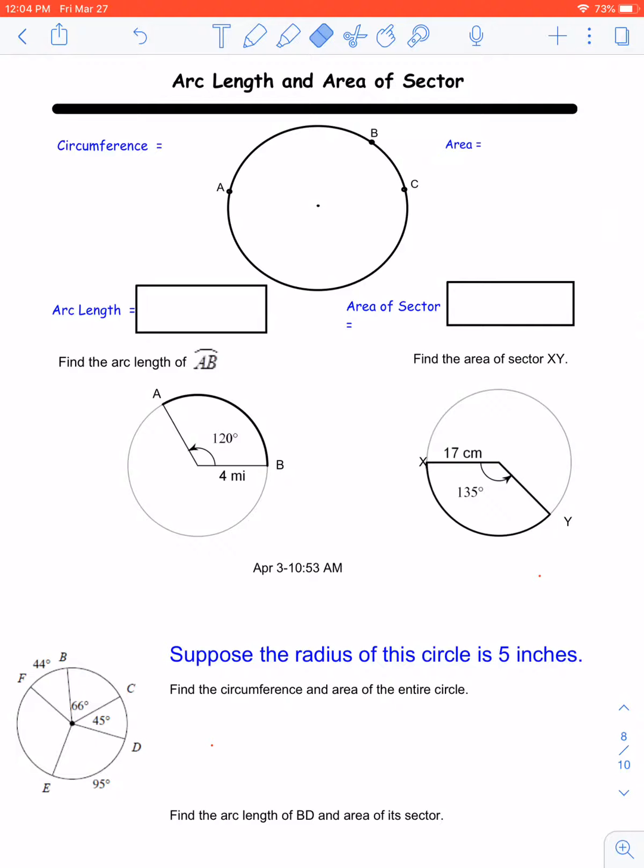One of the reasons I wanted to make sure we go through arc length and area of a sector is that it's mostly calculator work, mostly formula work, but these are formulas that could show up on your ACT, and I think they're pretty important to go over regarding circles. All right, so let's begin.